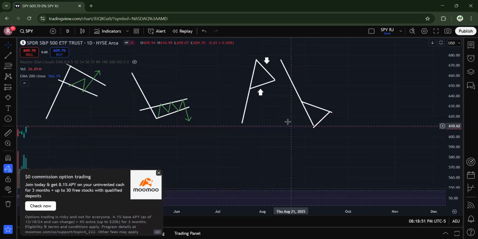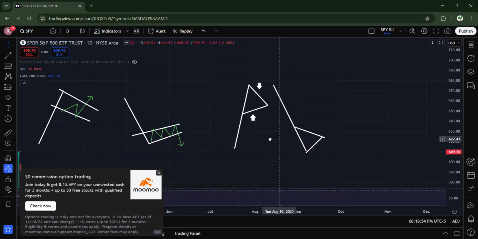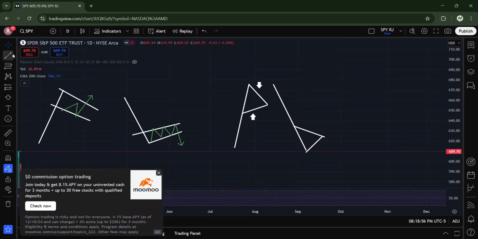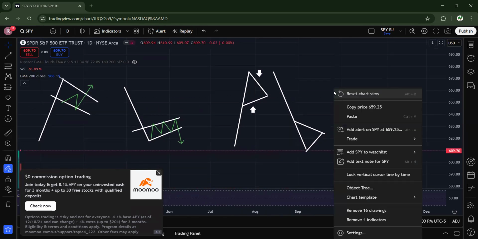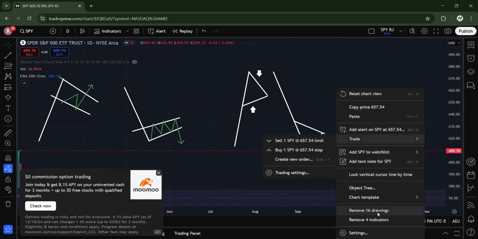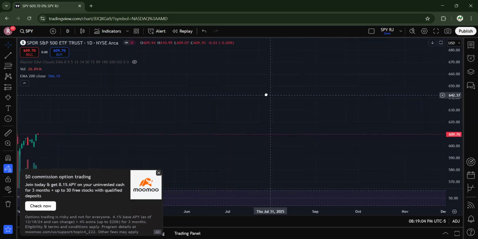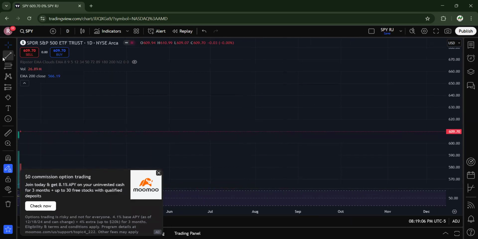Okay. So that's the flag and the pennant. Now, I usually stop here, but we're going to talk about some more patterns today. We're going to talk about some that people really don't talk about a whole lot. So I'm going to clear this again. Let's talk about some more patterns. Let's talk about where we want to go next.